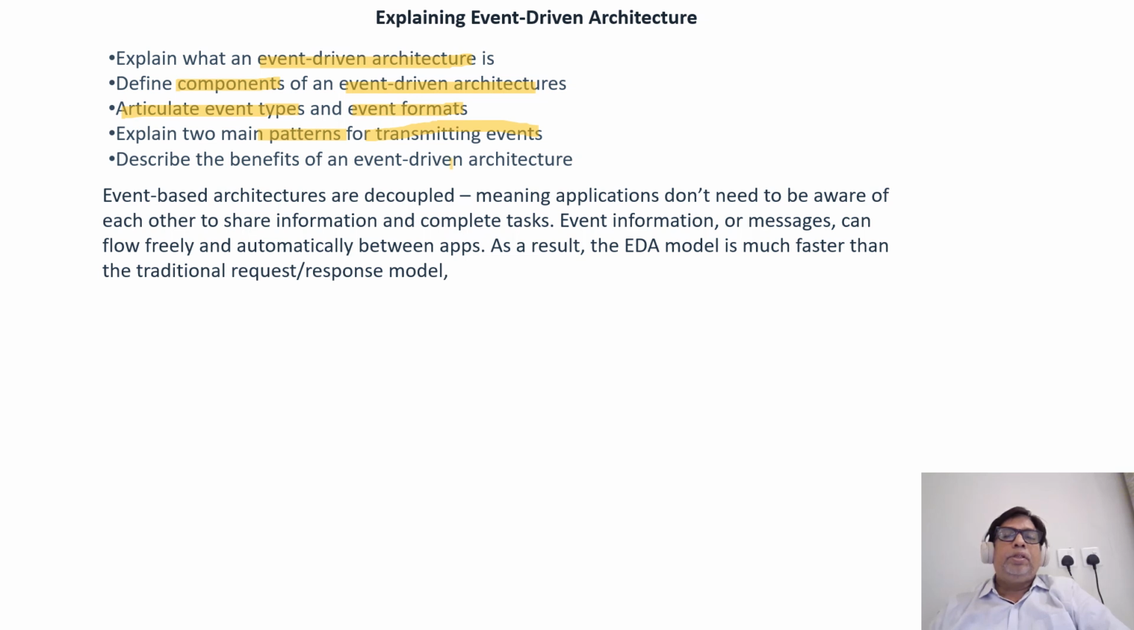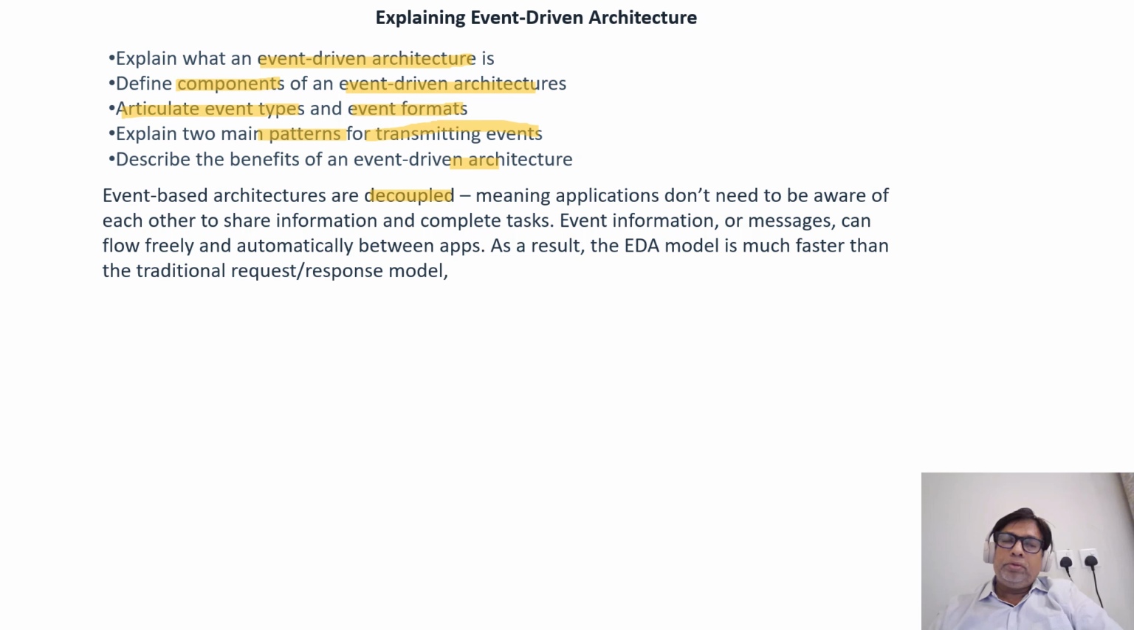Describe the benefits of event-driven architecture. What are the benefits? Event-driven architectures are basically decoupled. We already know what decoupled means. The receiver system does not need to know who the sender is, and the sender does not need to know who the receiver is. For example, if the receiver system is down, once the system is up, the event-driven architecture automatically flows the messages from sender to receiver. So decoupling is the best option here.